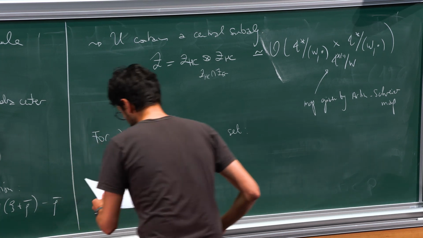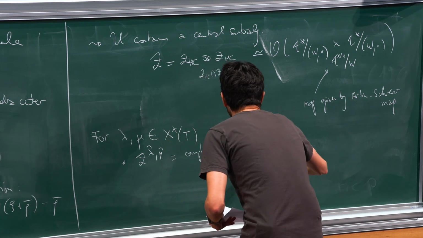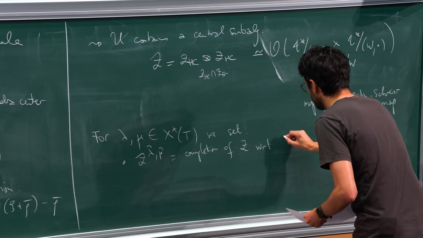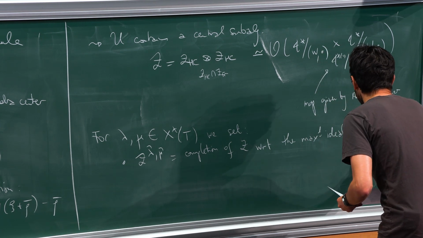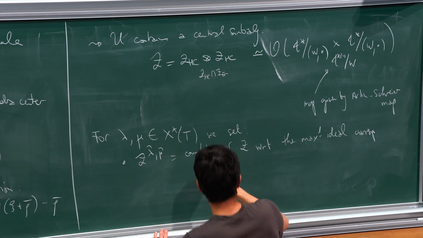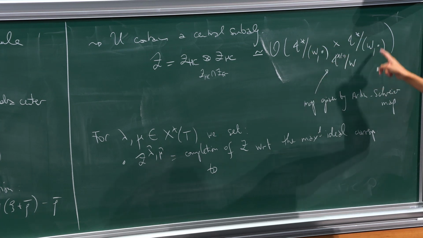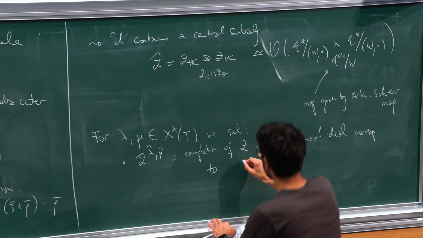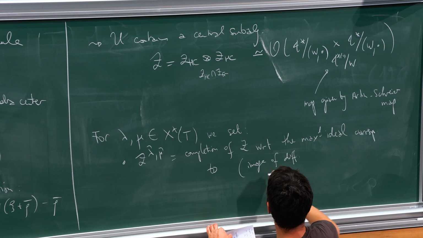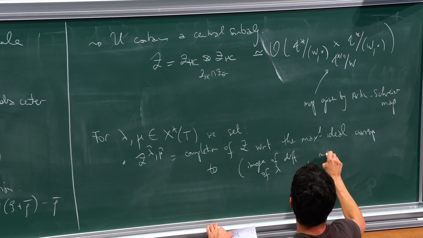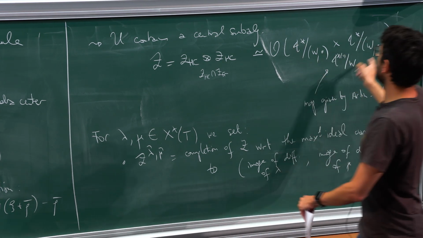Z lambda hat mu hat will be the completion of Z with respect to the maximal ideal corresponding to the image. A maximal ideal of Z is determined by an F point of this scheme, and I will take the point given by the image of the differential of lambda in the first factor and the image of the differential of mu in the second factor. This gives me an F point in here.